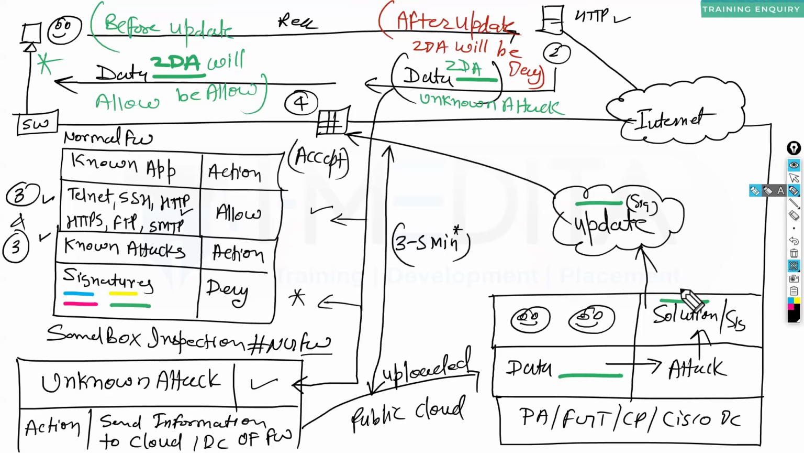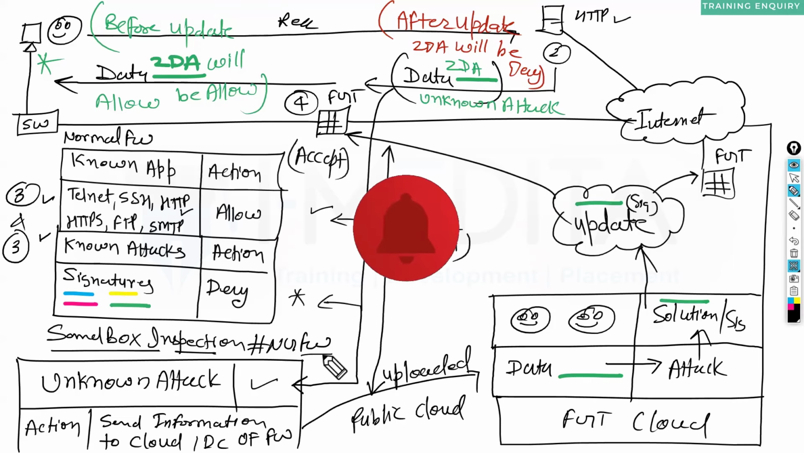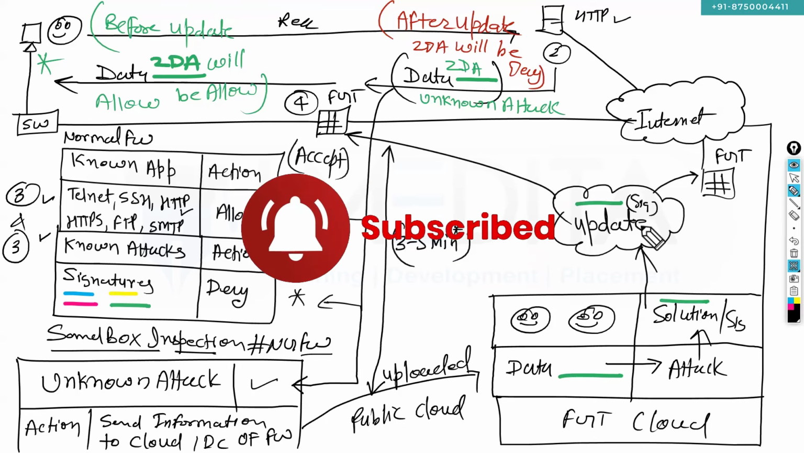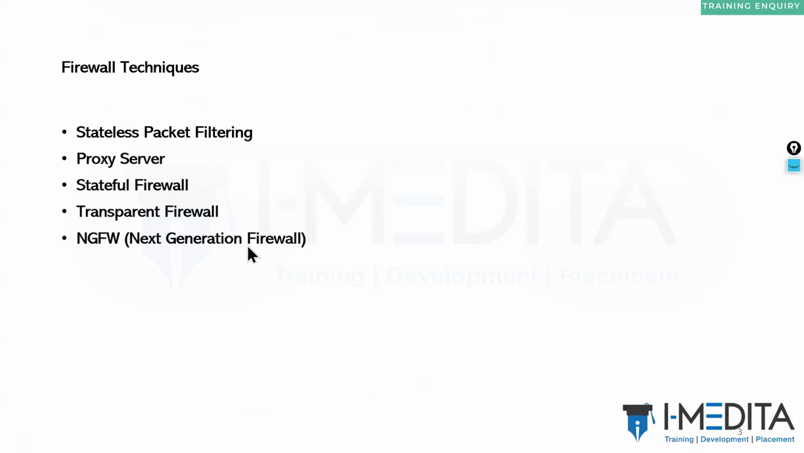Now look here, for example this device belongs to FortiGate. The FortiGate firewall will send to the FortiGate cloud. Now FortiGate has the new zero-day attack information. Assume you are another customer here, your firewall also belongs to FortiGate, and you have a sandbox inspection subscription also. Now FortiGate will send that update to you as well, but the condition is this update will go to the same vendor which has the sandbox inspection subscription enabled, but these updates will never go cross vendor. Got it? So this was something about sandbox inspection or next generation firewall.